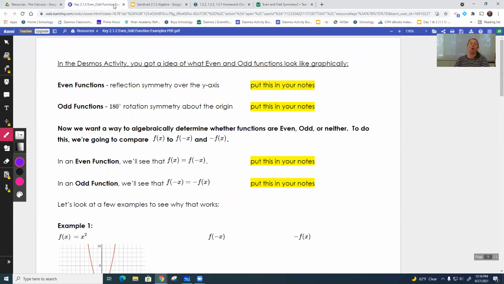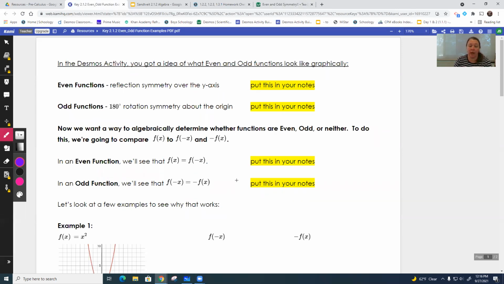And now what we want is a way to algebraically determine whether functions are even or odd, or it's possible for them to be neither. So if it doesn't have reflection symmetry over the y-axis or 180-degree rotation symmetry about the origin, then it's neither. So not everything is one or the other. Make sure that you have somewhere in your notes what it means for functions to be even and what it means for them to be odd.